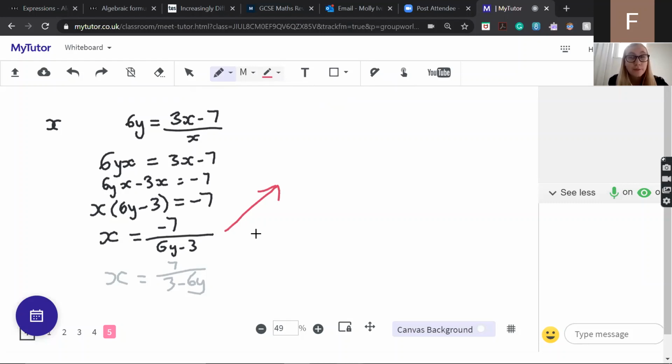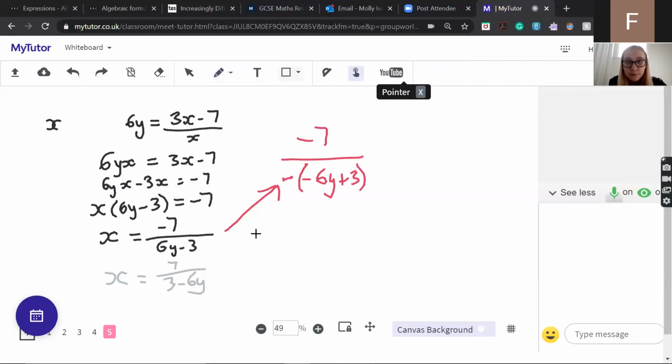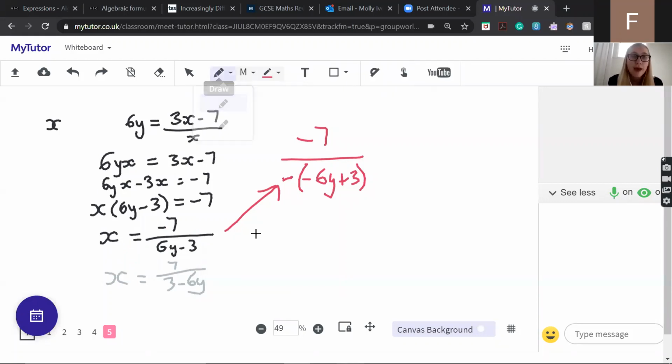So I basically took out a factor of -1 again. So we had -7 over 6y - 3, which we can express as minus, and I'll write it this way around actually for now, -6y + 3. And that's because minus 6y is plus 6y and minus plus 3 is minus 3. So what I've done is I've extracted a multiple of -1 out of there. And then these negatives cancel. I've basically divided everything by -1.